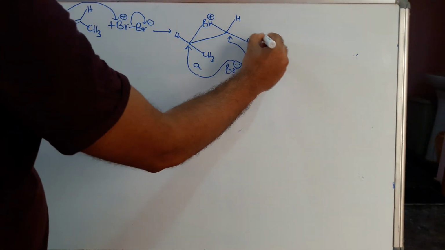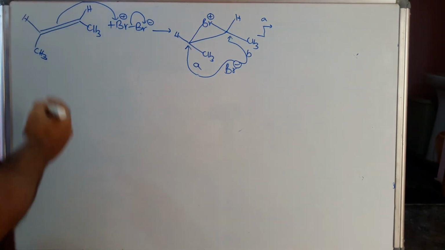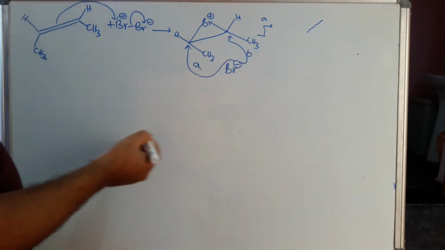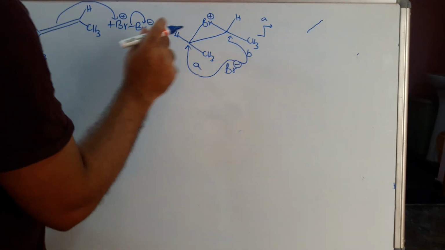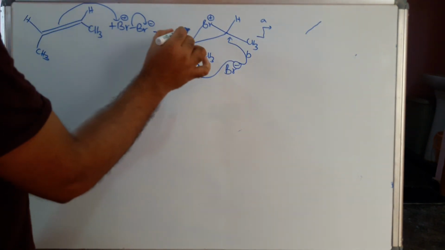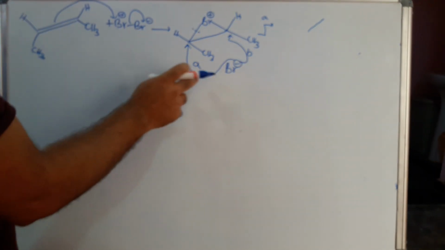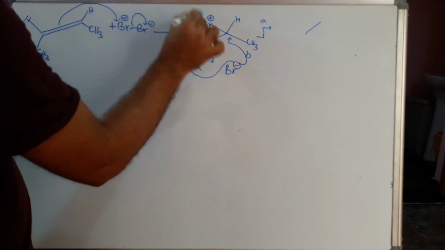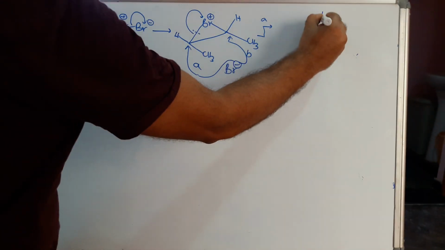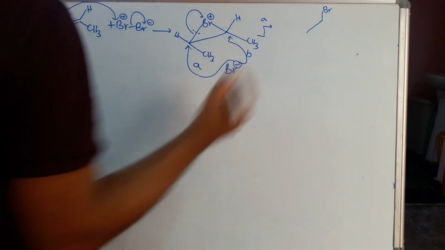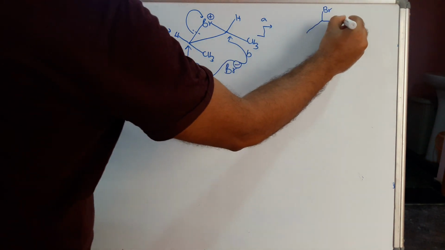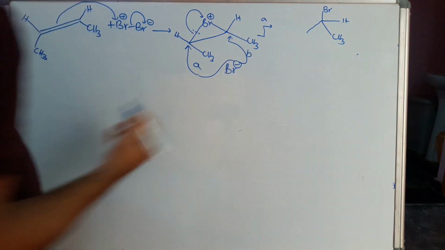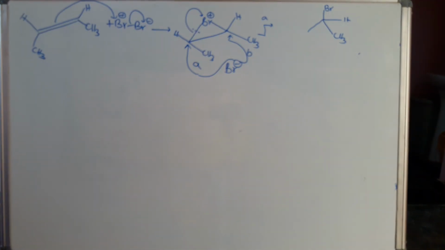So in path A, what will happen? Now this horizontal line we take as an inclined line. This is a hydrogen. When this bond breaks, then only path A will take place. Then this will move in this direction, and this will be converted to Br minus, and this is hydrogen. This is CH3. That is CH3.